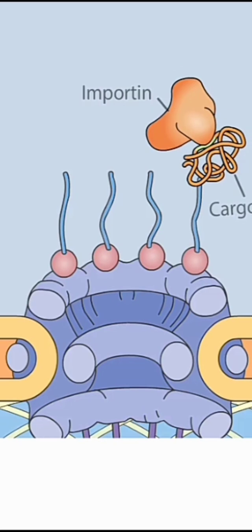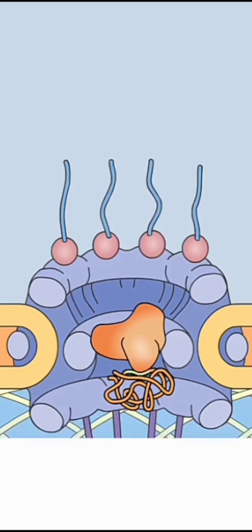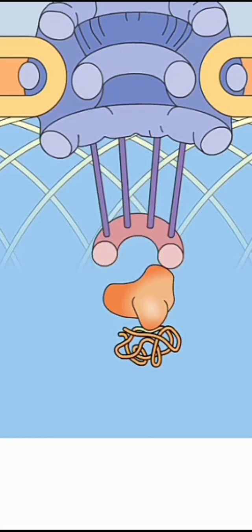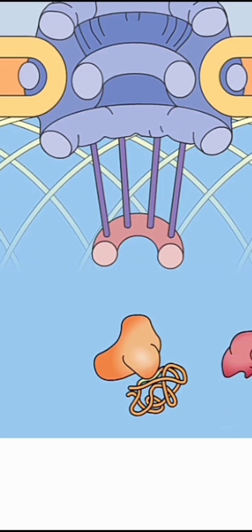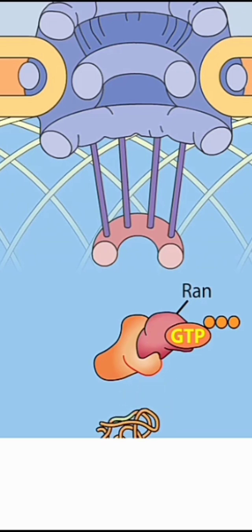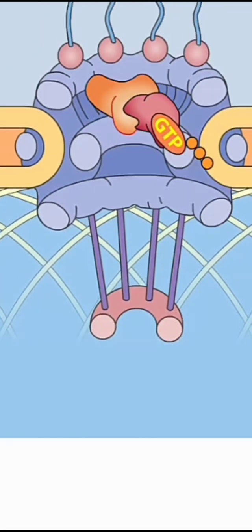With its cargo attached, importin binds to specific nuclear pore proteins in the cytoplasmic filaments. By sequential binding to more interior nuclear pore proteins, the complex is translocated through the nuclear pore. At the nuclear side of the pore, the complex is disrupted by the binding of a protein called RAN to importin. RAN carries a molecule of GTP. This binding changes the conformation of importin, which then releases its cargo protein into the nucleus. The importin-RAN complex is then re-exported through the nuclear pore.